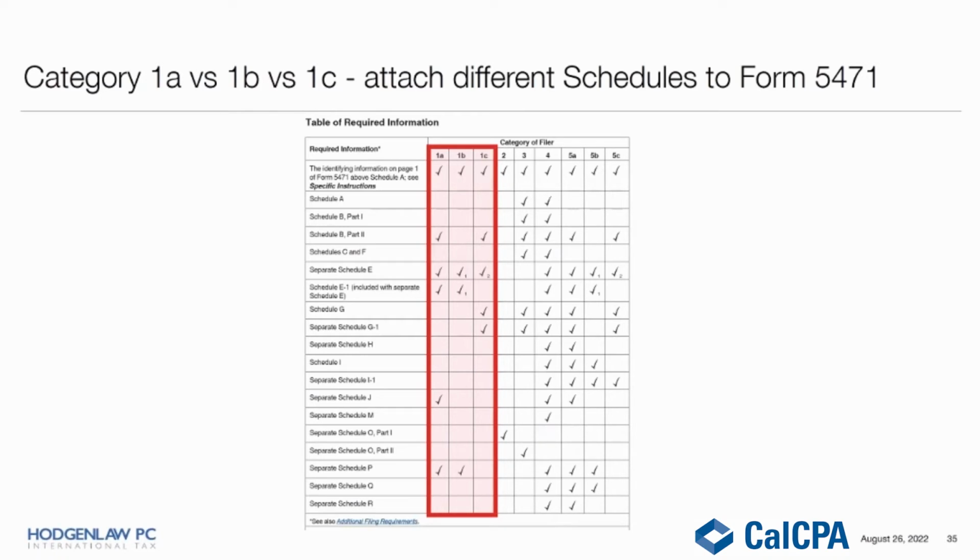And you can see I've just highlighted here that depending on whether you fall into 1A, 1B, 1C, the schedules you have to attach are different. And the idea of different schedules falls into the category of how likely the IRS thinks you are to be able to get access to the information that's necessary for a particular schedule.